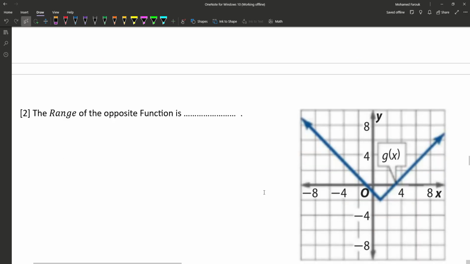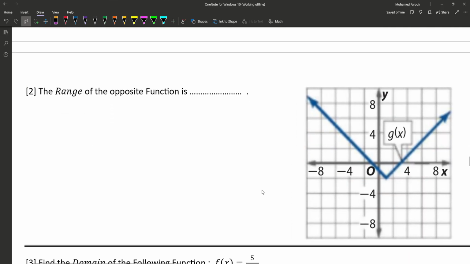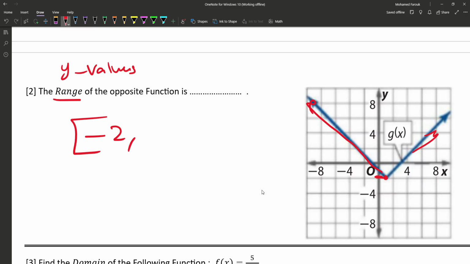Next one, the range. Okay, when we're speaking about the range, we will be searching for y values. What is the lowest point and what is the highest point? If we're searching for the lowest point, this one, and it's at -2. And this one is not a hole, it's a line like this, so it will start from -2 like this, and it goes all of the way up from the side and from the side, so it goes all of the way up, so to infinity. So the range is from -2 to infinity.